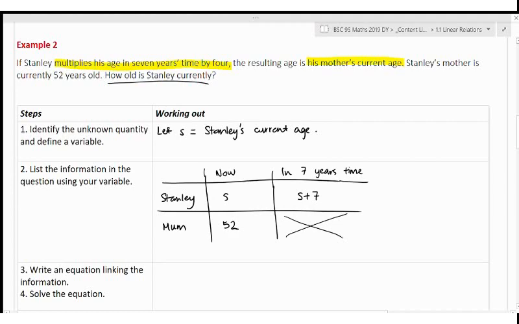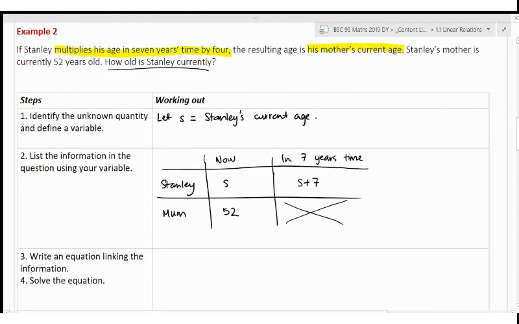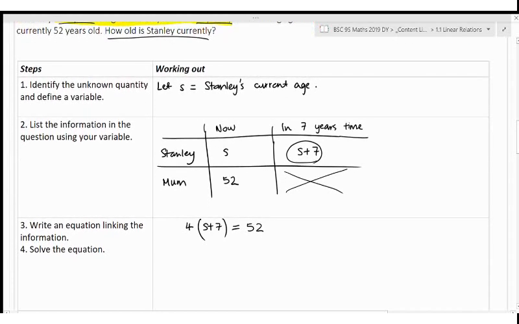So, how does that help us to write an equation linking all of our information? It says if Stanley multiplies his age in 7 years' time by 4, right? He has to multiply by 4, okay? So we are going to need to multiply by 4 Stanley's age in 7 years' time, which was this, right? S plus 7. Okay, so Stanley multiplies his age in 7 years' time, S plus 7, by 4, and he gets his mother's current age, which is 52. Okay, I think we've got an equation. Yeah, I think this is correct.